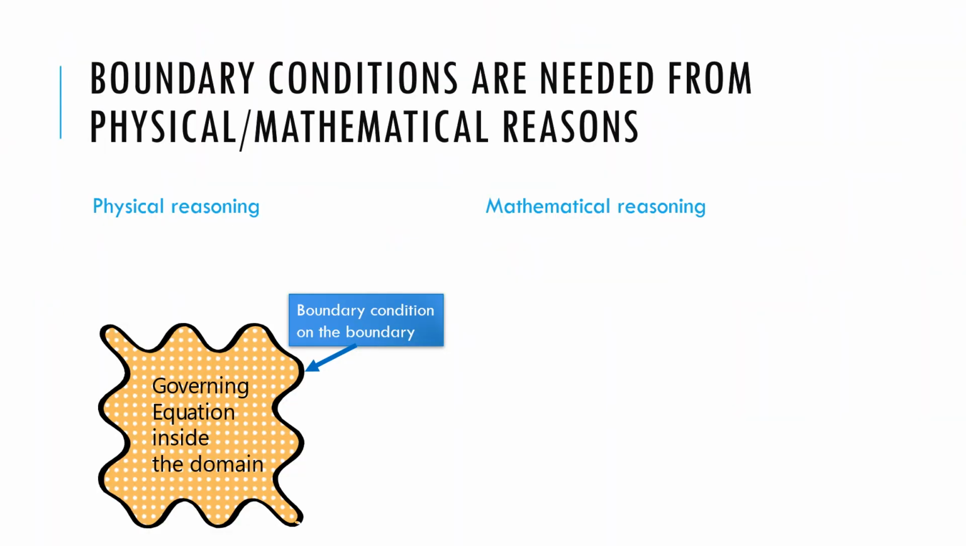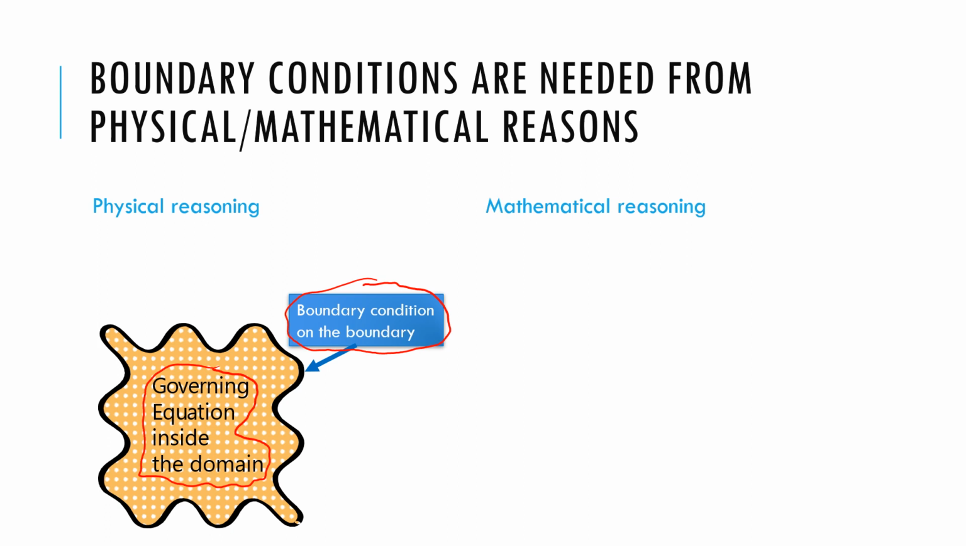Well, boundary conditions are needed for physical as well as mathematical reasons that I will illustrate using two simple examples. First, physical reasoning. Let's say we have this domain where the governing equation applies inside the domain, whereas the boundary condition applies on the boundary.